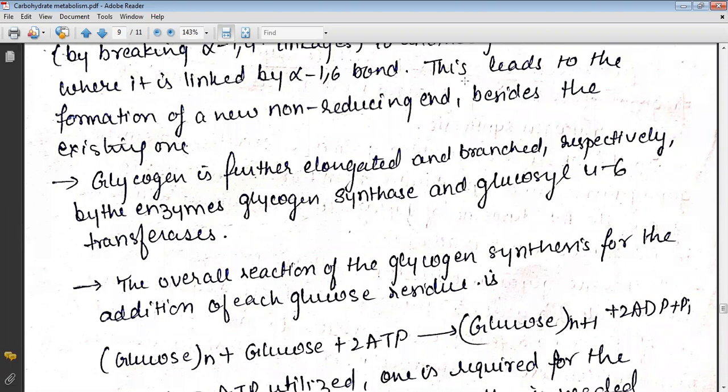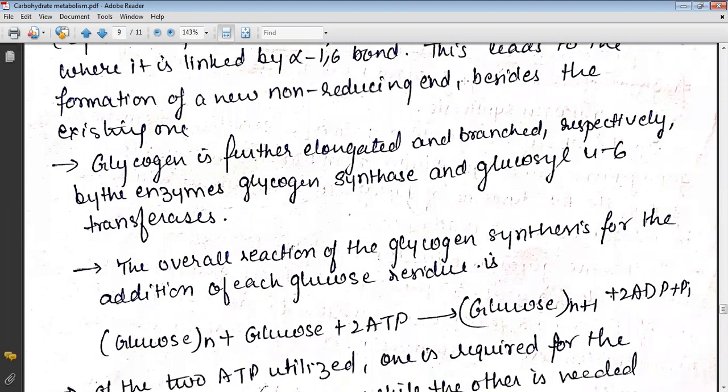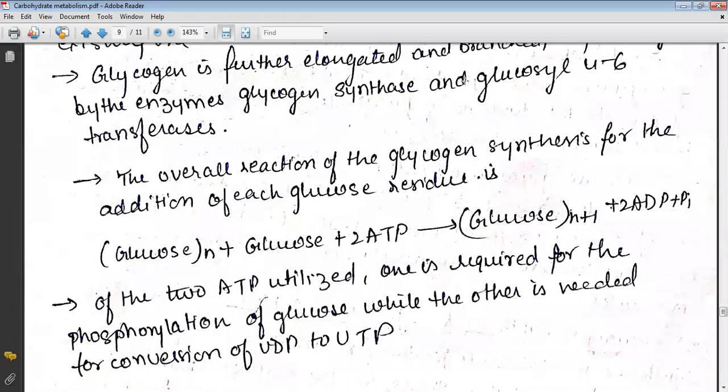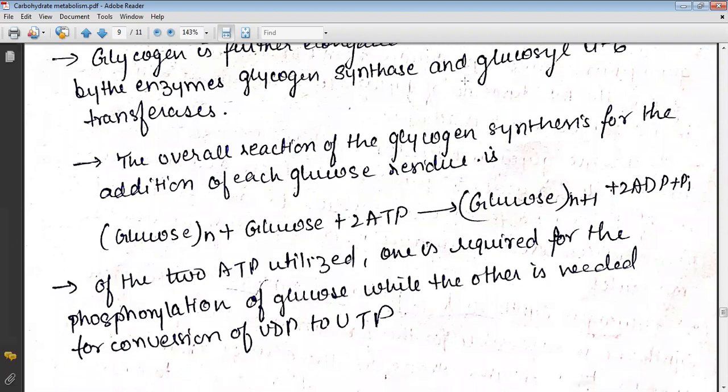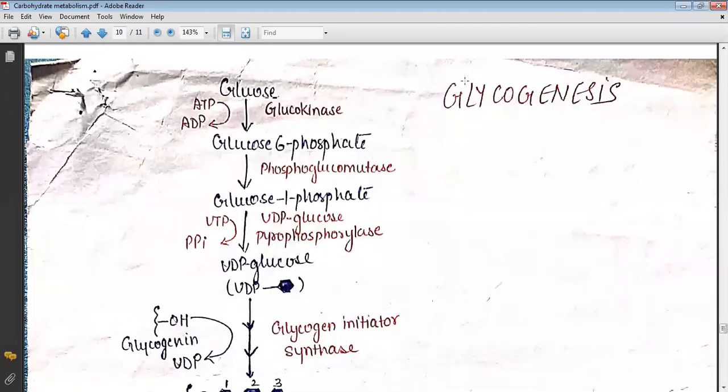The overall reaction of glycogen synthesis for the addition of each glucose residue is glucose (n) plus glucose plus 2 ATP gives glucose (n+1) plus 2 ADP plus pyrophosphate. Of the two ATP utilized, one is required for the phosphorylation of glucose, while the other is needed for the conversion of UDP to UTP. Here comes the glycogenesis reaction.